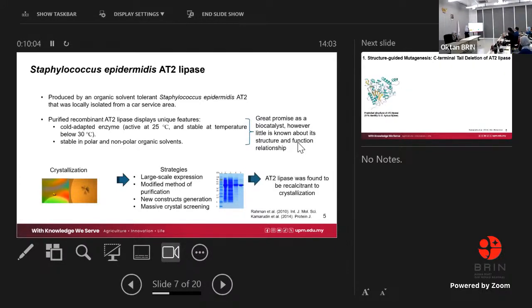We did large-scale expression. We modified the method of purification. We even constructed new clones to get a better, more soluble expression of the enzyme. And we did massive crystal screening. But unfortunately, this enzyme was found to be recalcitrant to crystallization. We can call it a stubborn crystallizer.